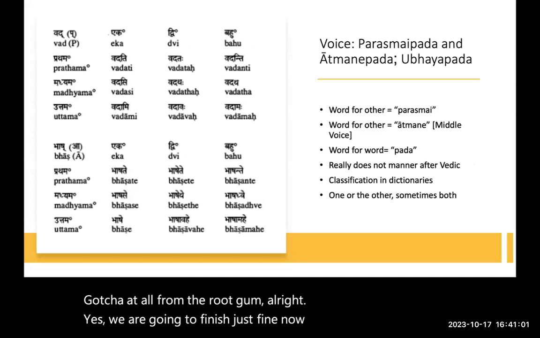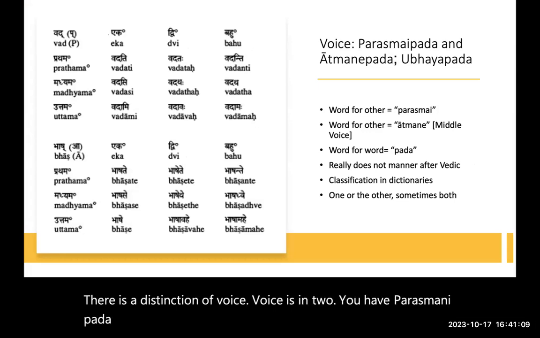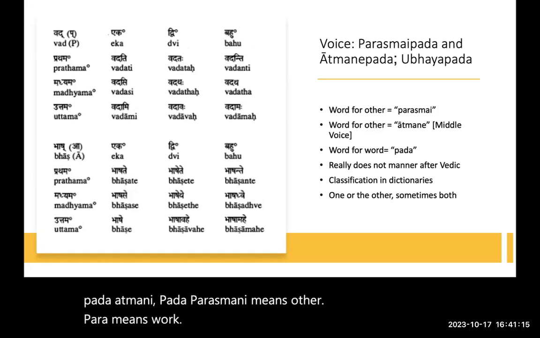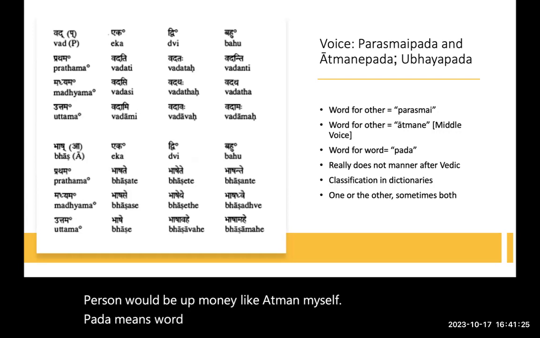Now, there is a distinction of voice. Voice is in two: you have parasmaipada and atmanepada. Parasmai means other. Pada means word. For the same person would be atmane, like atman, myself. Pada means word. This is important in Vedic. It is not important in the languages that we're studying.